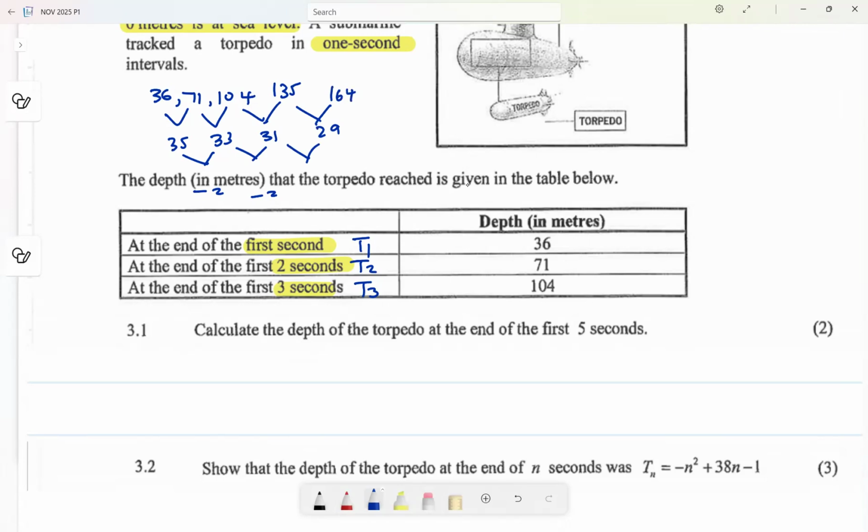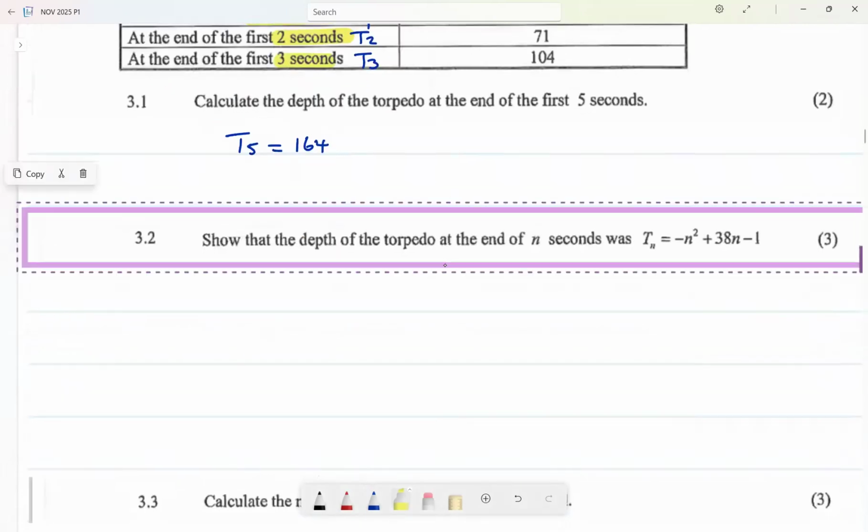So 3.1, calculate the depth of the torpedo at the end of the first 5 seconds. At the end of the first 5 seconds, T5, it's going to be 164. That should be fine. Let me just confirm 104 plus 31, and then plus 29. Okay, this was an easy one.